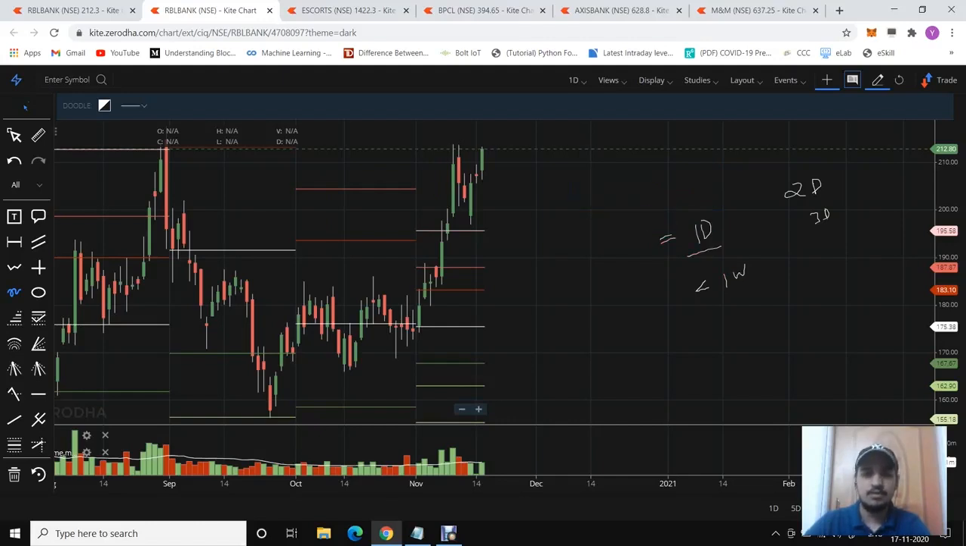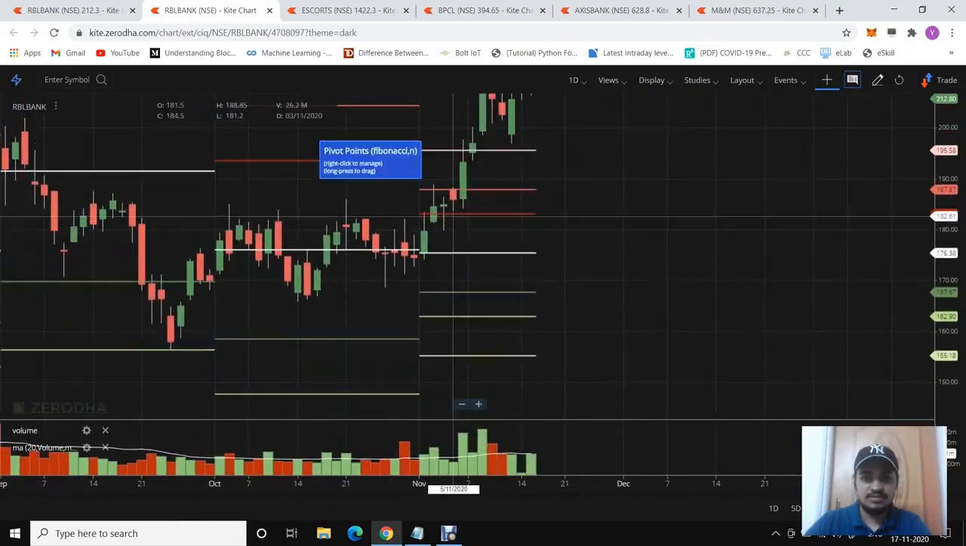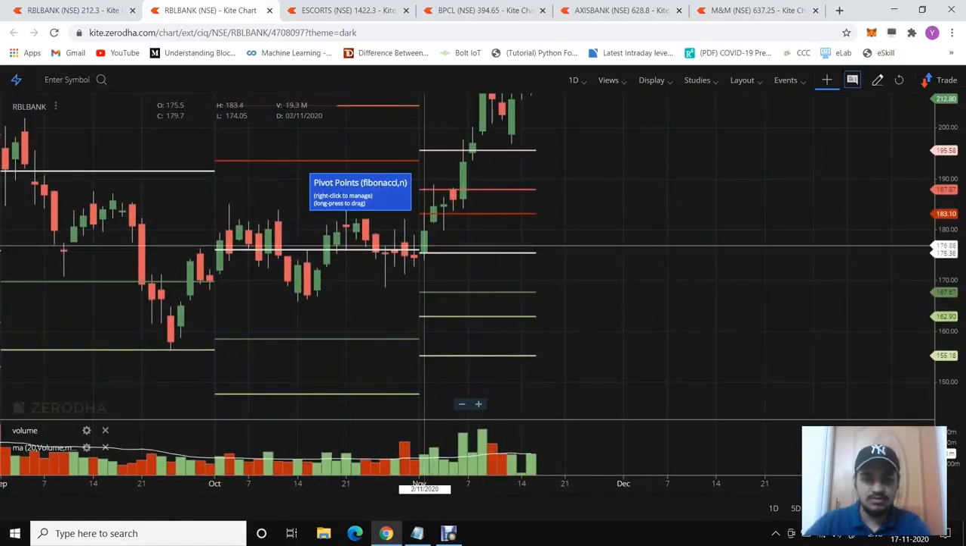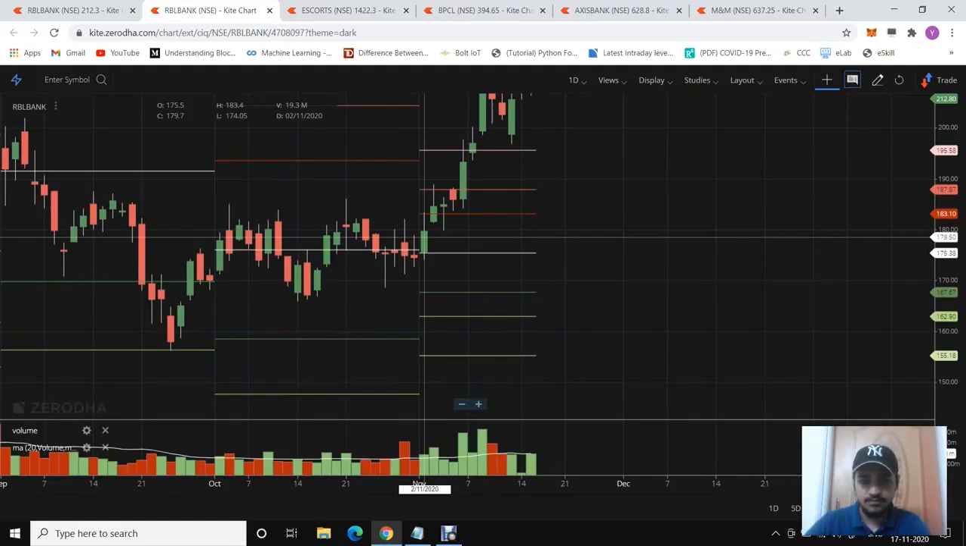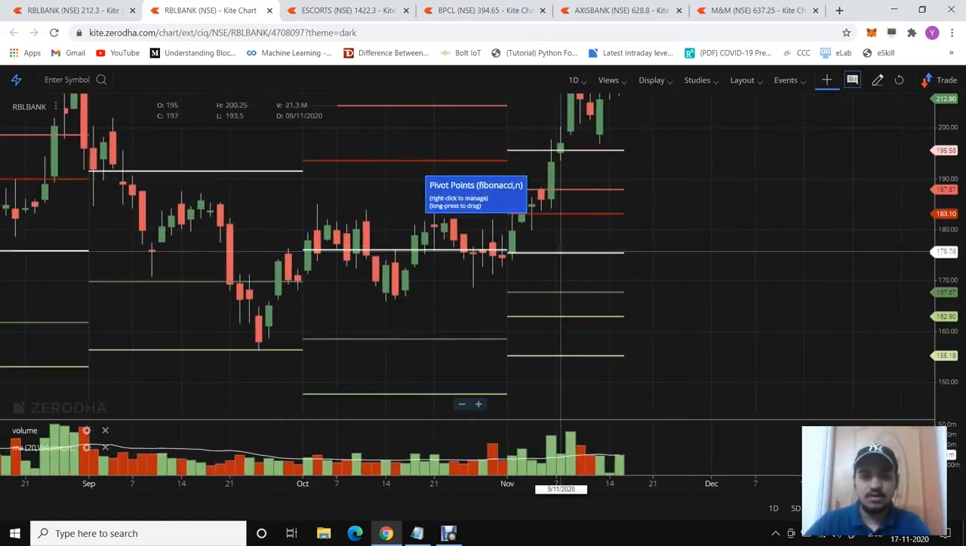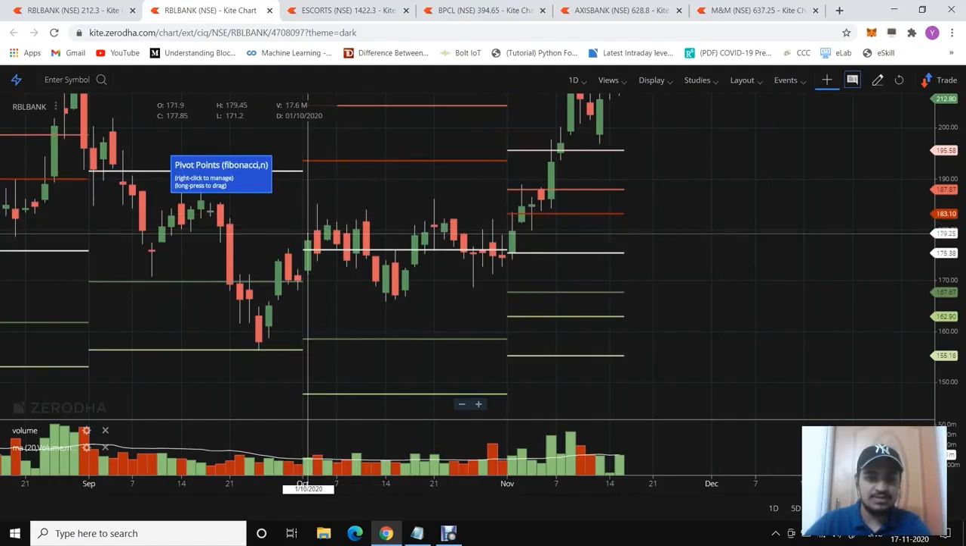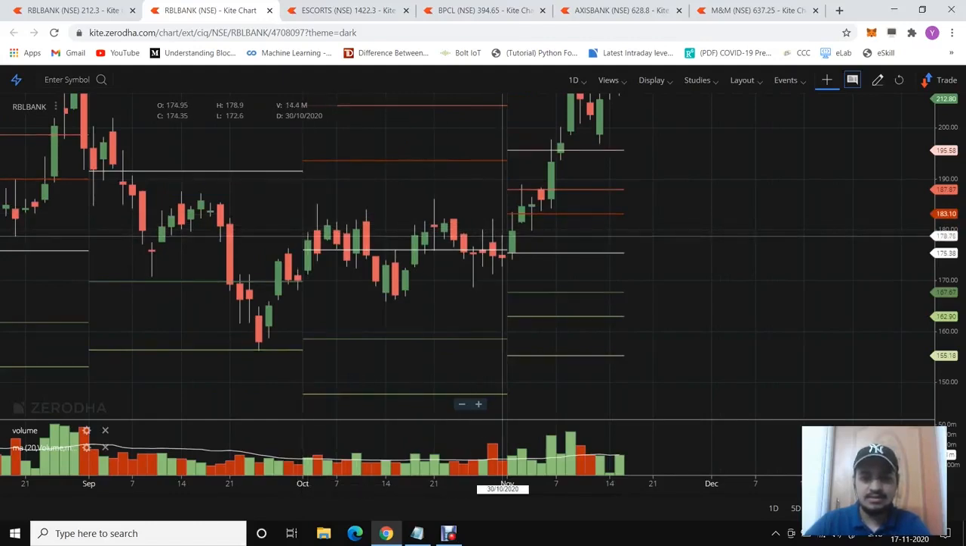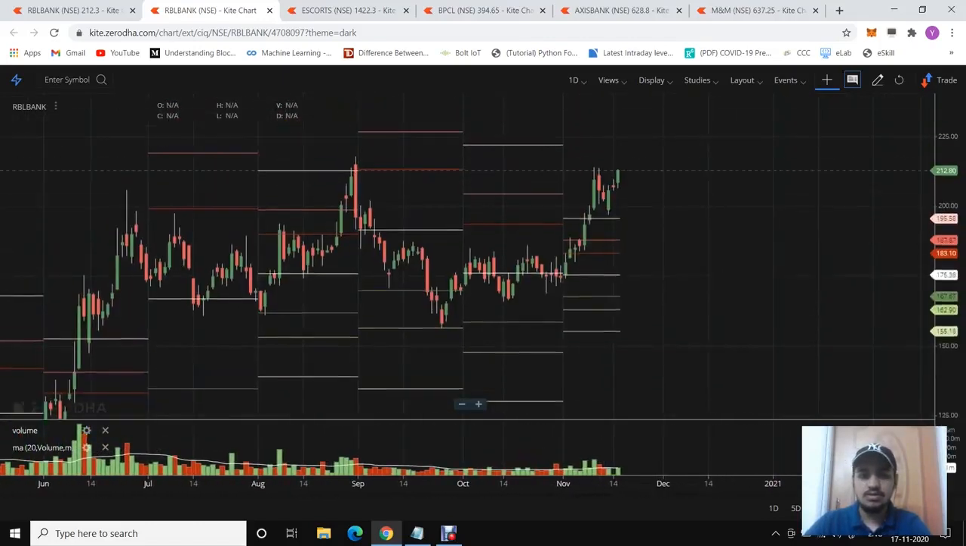In this case, as you can see, this is the current ongoing monthly pivot points. This started from 2nd of November and it's still ongoing, so these pivot points have not ended. If you see the last set of pivot points, it started from 1st of October 2020 and lasted till 30th of October 2020. And from 2nd of November, we had a new set of pivot points. So these are your monthly pivot points.